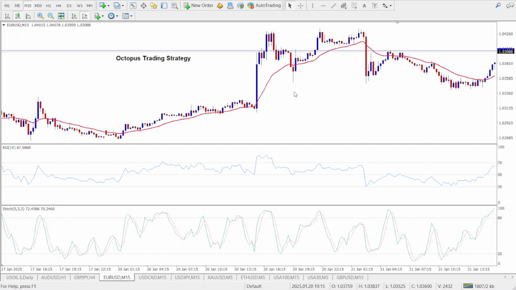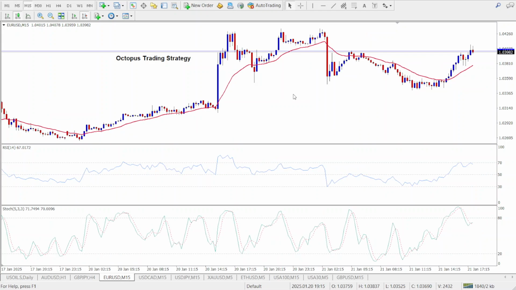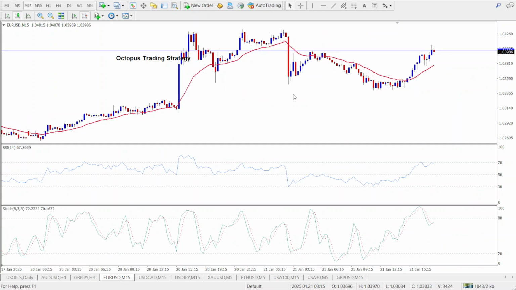Now, another important component of this strategy is adaptive risk management. As usual, risk management is the backbone of any successful strategy. The Octopus approach emphasizes setting dynamic stop losses and take profit levels based on market volatility. This ensures that you're always prepared for unexpected moves.